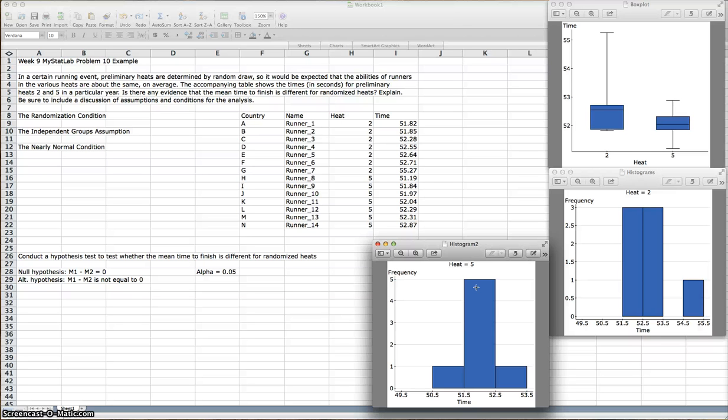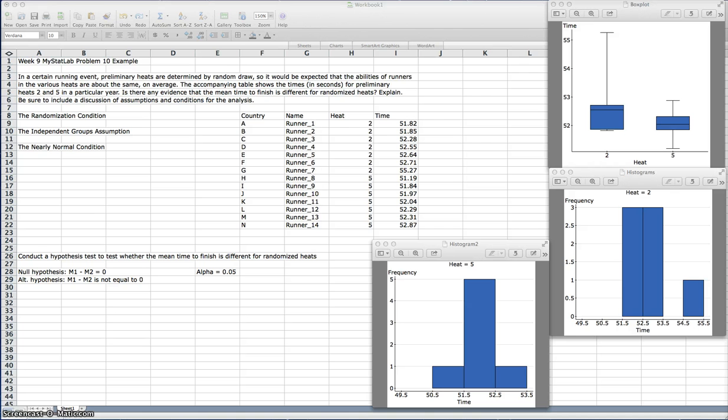Now the next thing it asks us is to conduct a hypothesis test to test whether the mean time to finish is different for randomized heats. So for this, we would say our null hypothesis is that the two heats are not different, that the mean from heat 2 is equal to the mean of heat 5. And of course, our alternate hypothesis would be that the means of the two are not equal, that they are different. And we're going to use an alpha of 0.05.